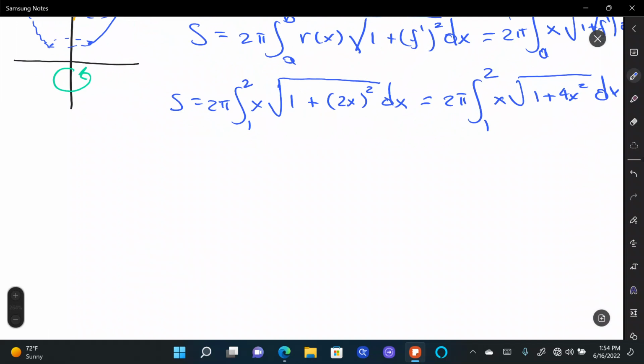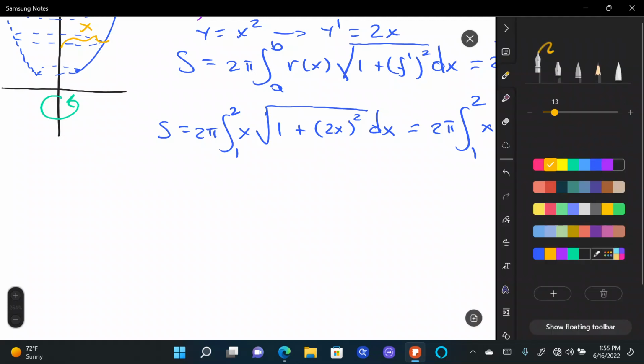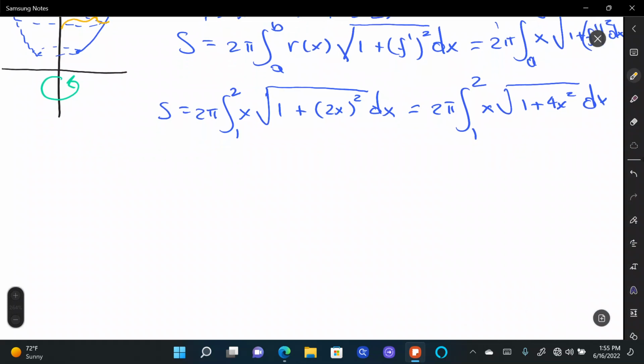Alright, so the best method to compute this integral, any ideas? U substitution. Yes, I think here it is clearer, of course, the U substitution. So let's go ahead and do that. So u equals 1 plus 4x squared, du equals 8x dx, and of course x dx equals 1 over 8 du.